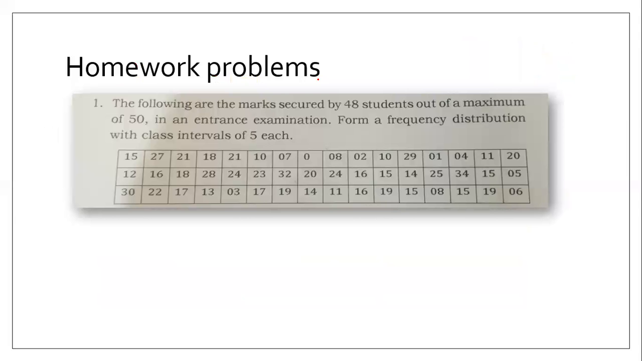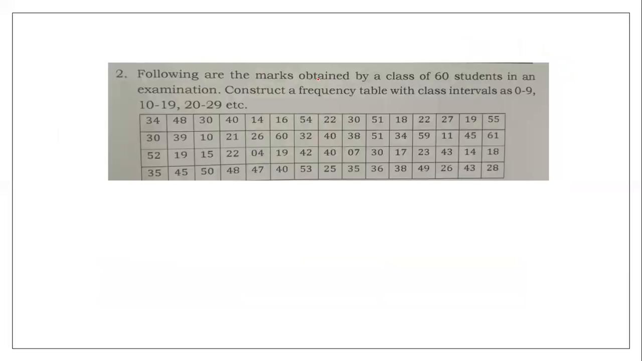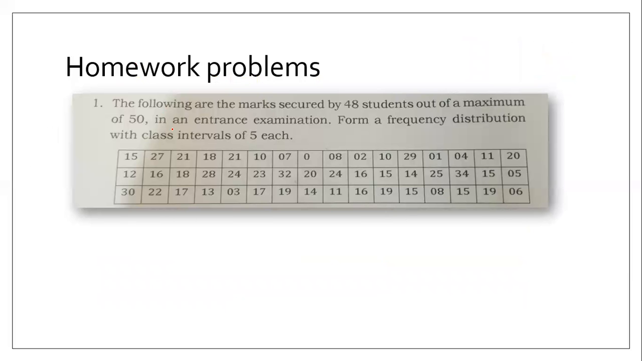Along with this you have two other homework problems. Okay, so here what you have to do, they have given us 48 out of 50. So they have given a total of 50 data. Form a frequency distribution with the class of 5 each. So what should the class interval size be? Size is 5. So you can consider either an inclusive class or exclusive class. They have not mentioned which class, so you can consider any one of the class.